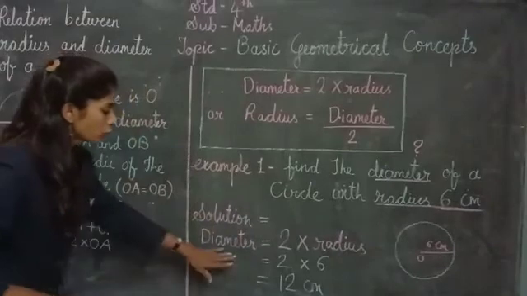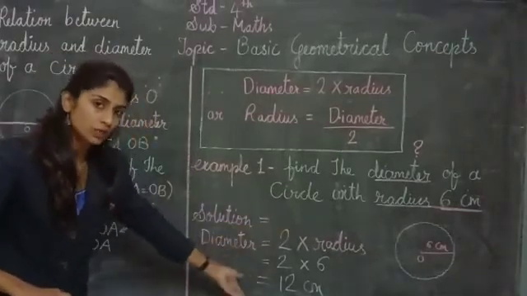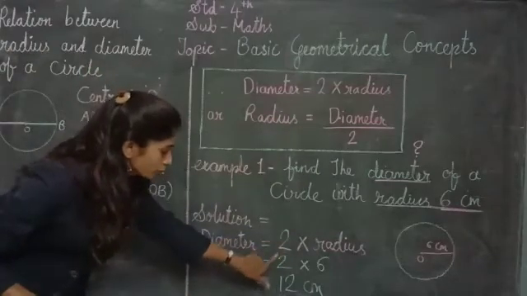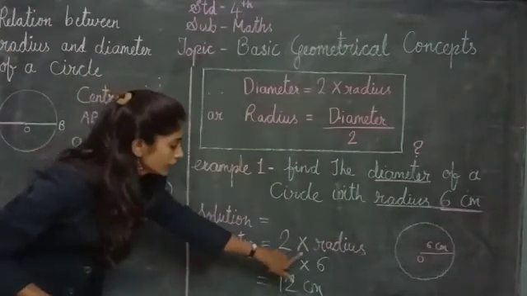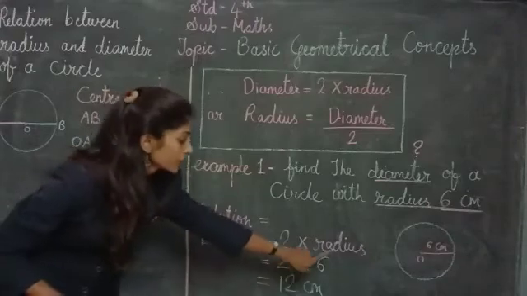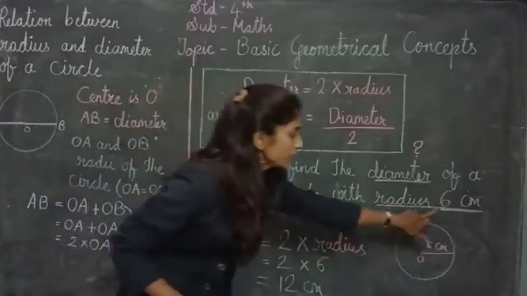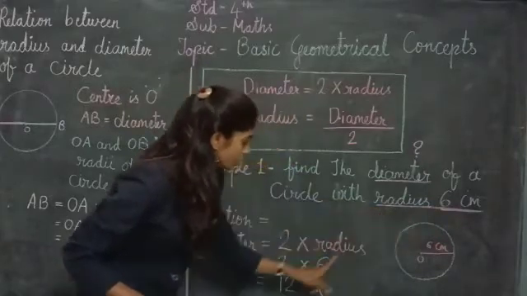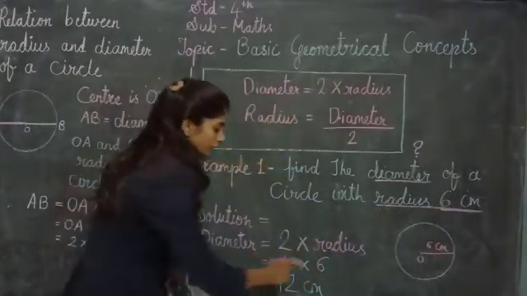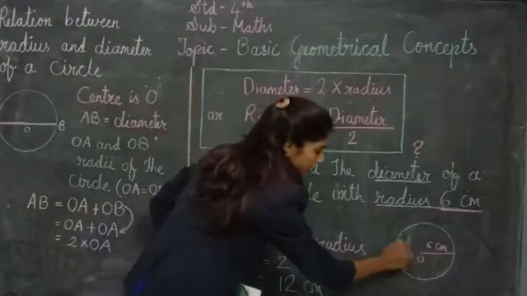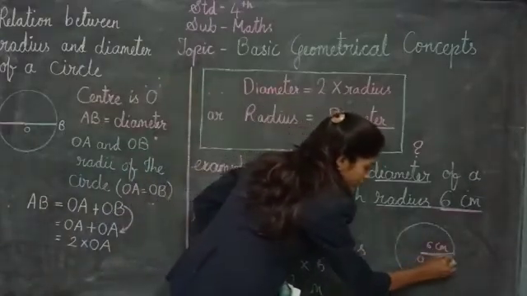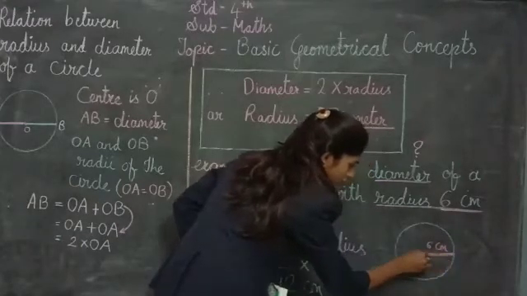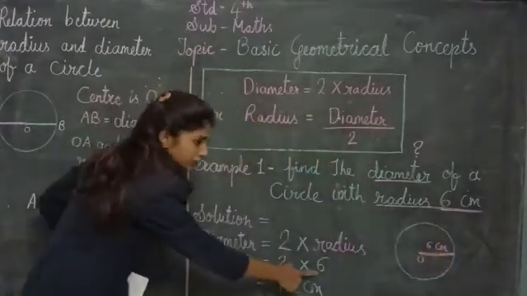Now in this formula we have to put the numbers only. The 2 is written as it is from the formula. Then again the sign of multiplication. Now radius: radius is given as 6 cm in the question, so we have written 6 here. And see, in this circle also this is our radius, given as 6 cm. So again we have written 6 here.